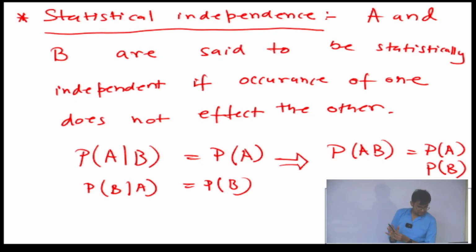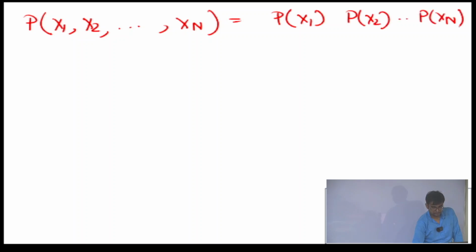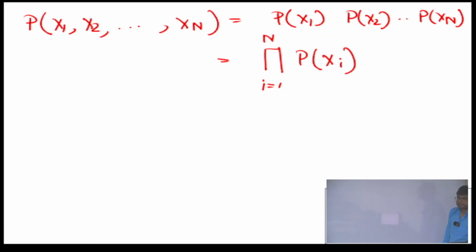So this is the independence. Now again you can generalize it to n number of variables, and that will give you probability of x1, x2, ... xn is equal to probability of x1, probability of x2, ... probability of xn, and you can write it, let me be a little bit more mathematical, product over i equal to 1 to n of probability of xi. Pi means product.